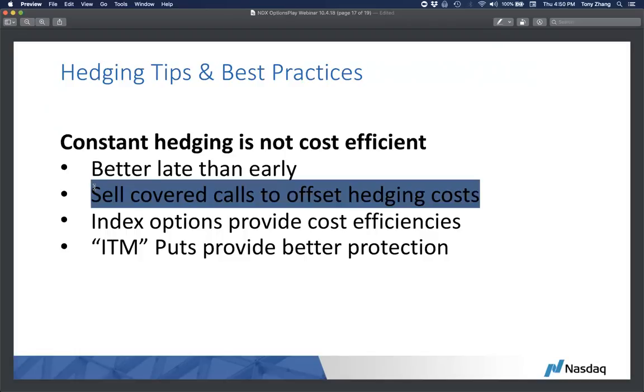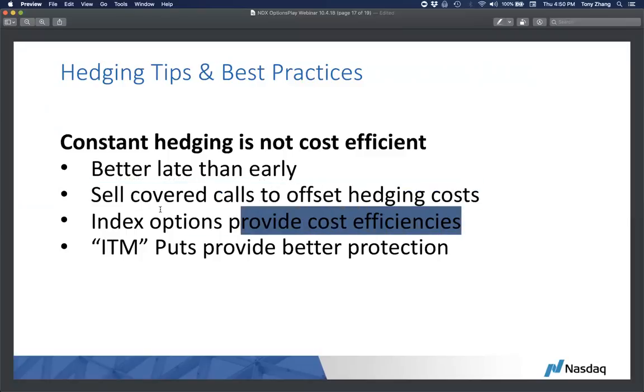And that's really something that a lot of traders typically do when they're using these hedging instruments. It's actually a strategy that you should consider at all times, even if you're not hedging. It's to sell covered calls and generate premium, because that premium really can help offset the cost of the time when you do need to hedge your portfolio.